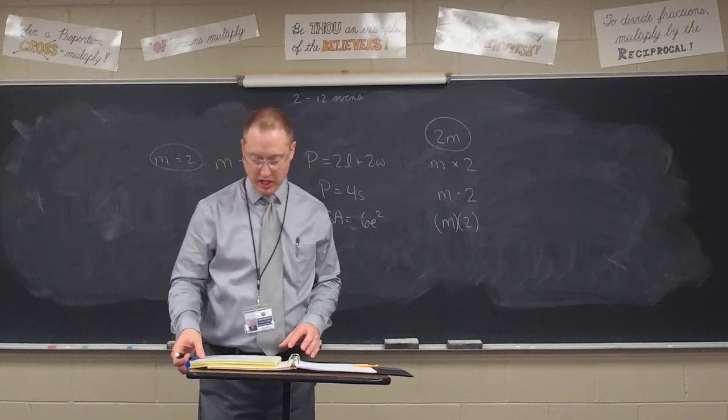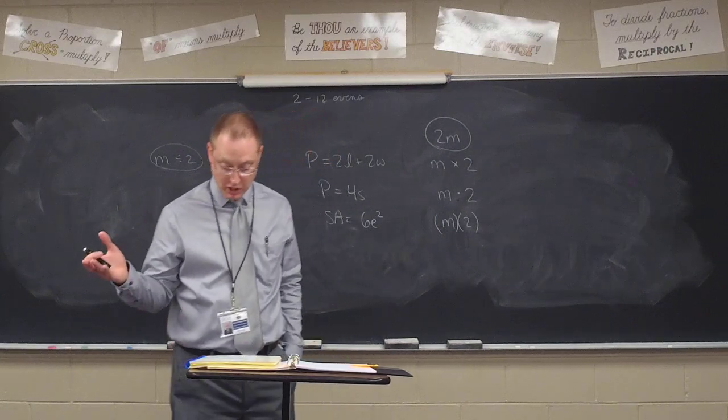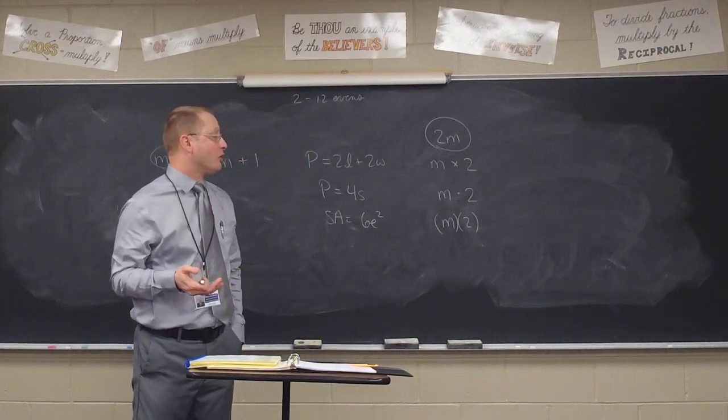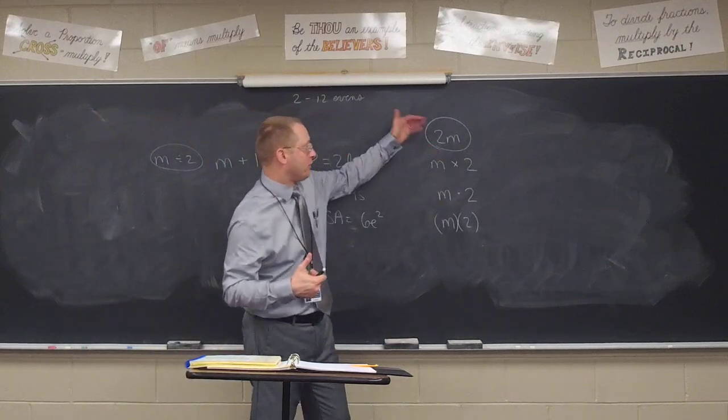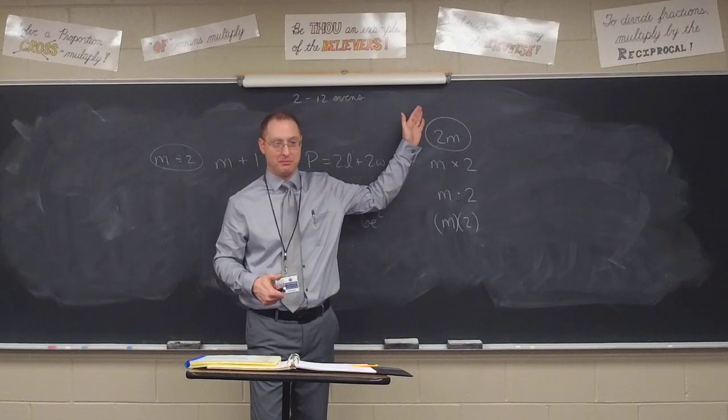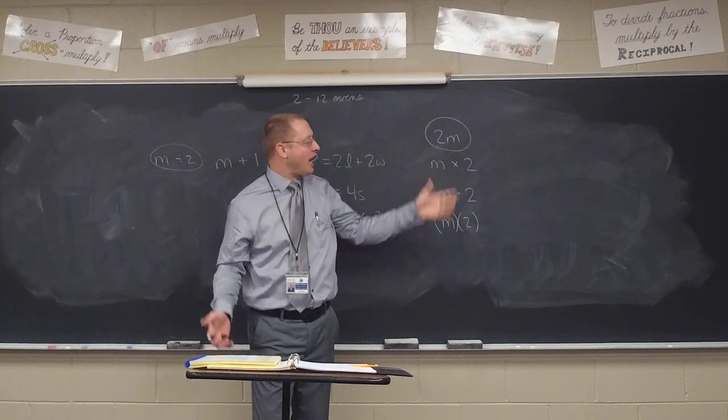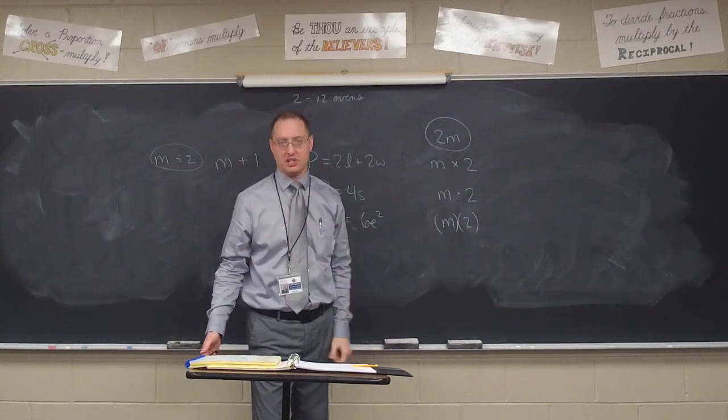So, different ways that we can show multiplication. Raised dot we can use. Parentheses we can use. You can also just run them together. Why would I specifically say running them together is better? Because I am lazy. I don't want to take time to draw dots and put parentheses if I don't gotta.